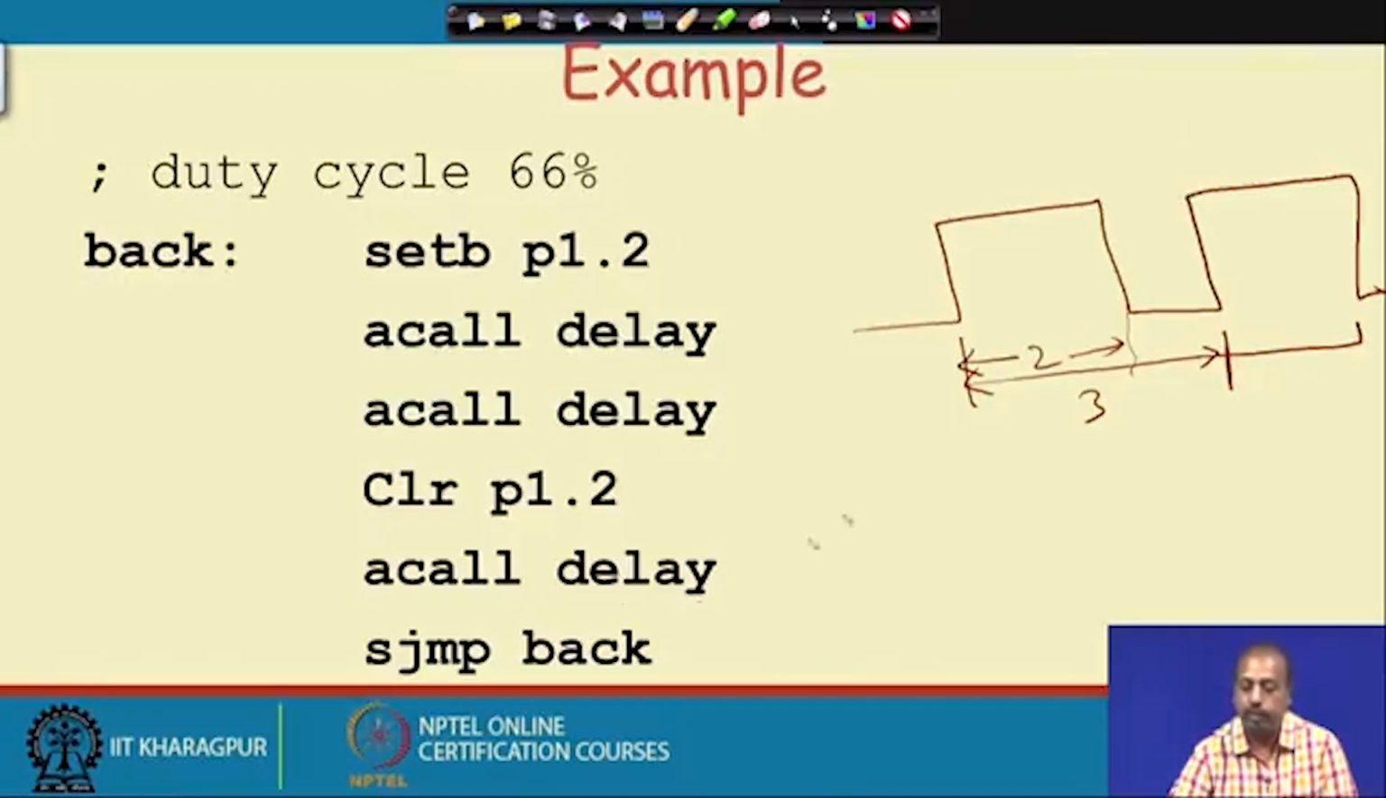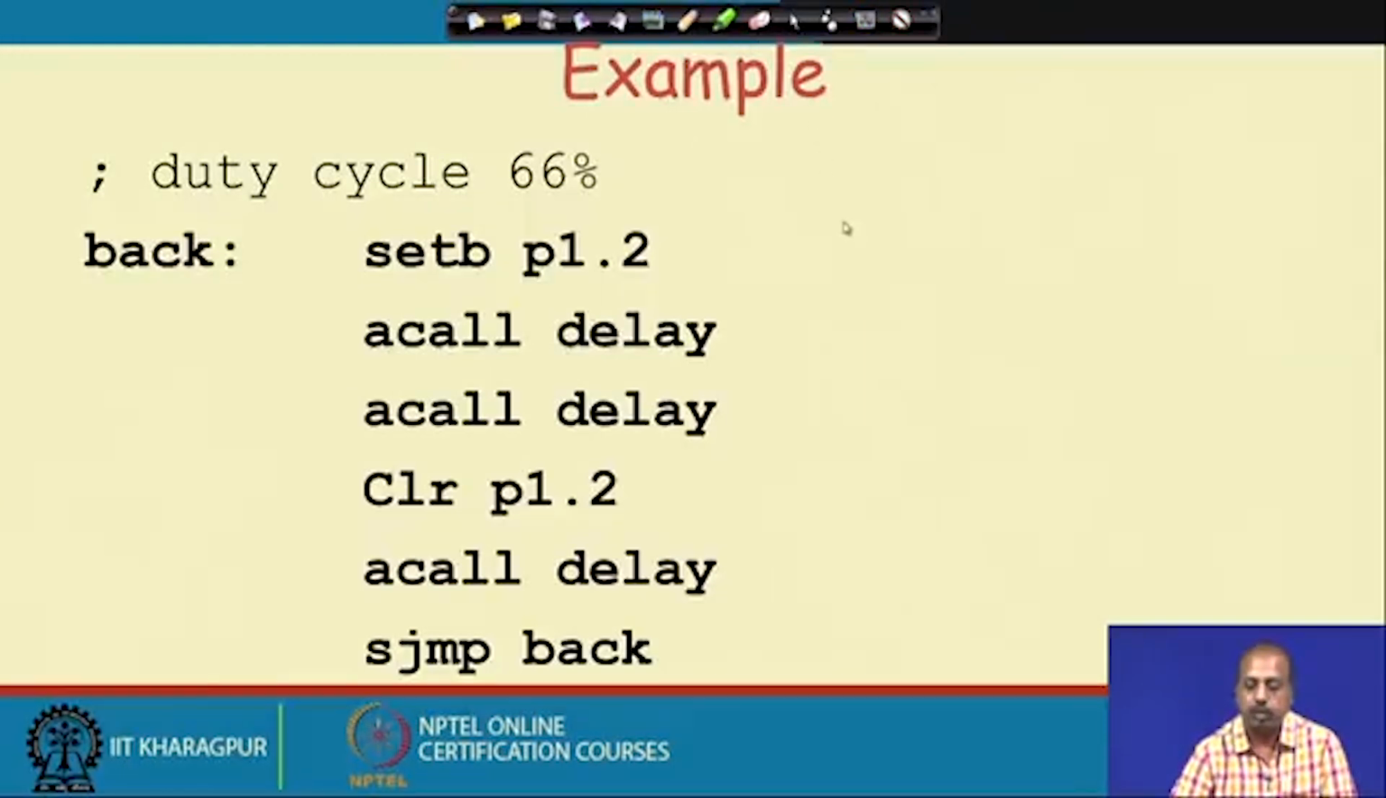Okay. So, this is a call to delay. It will produce the delay of 1 unit for that subroutine, the delay routine, and then it will SJMP back. So, it will come back to this point. Now, it will again set bit 2 of port 1, and accordingly this pattern will be generated.